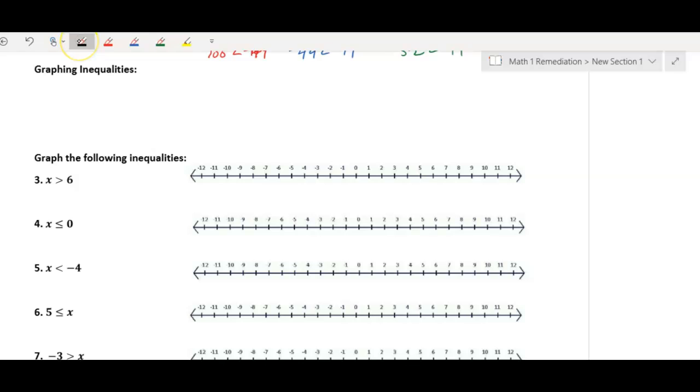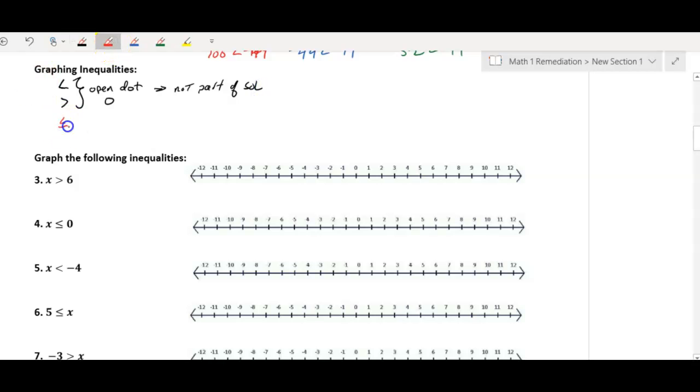Now, whenever we graph an inequality, there are two things we have to do. One, we plot a dot, and two, we shade. If you are using the less than symbol or greater than symbol, meaning you're not equal to, you use what we call an open dot on the number line. So you would plot an open dot, and that means it's not part of the solution.